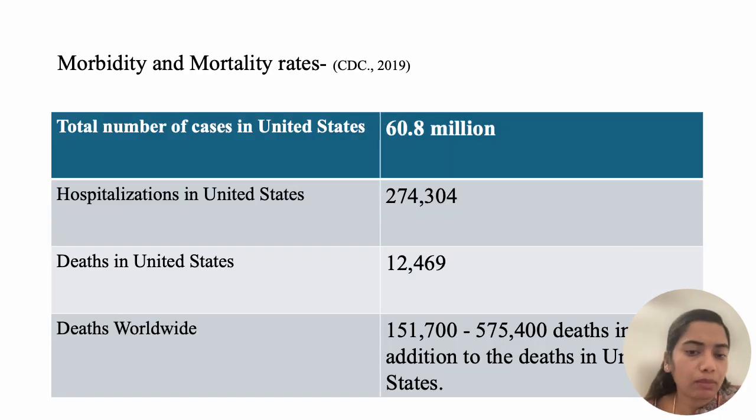Coming to morbidity and mortality rates, I feel the numbers are really high during that time. In the US, the hospitalization rates were 2,74,304. The total number of cases were more than 60 million, and the deaths in the United States were more than 12,000. Coming to deaths worldwide, it was too high.